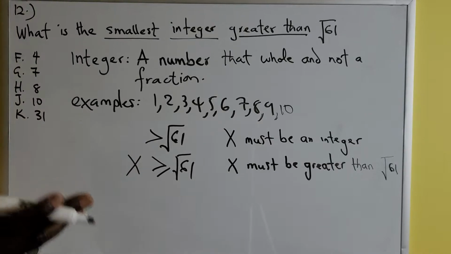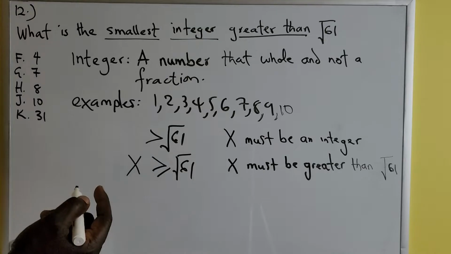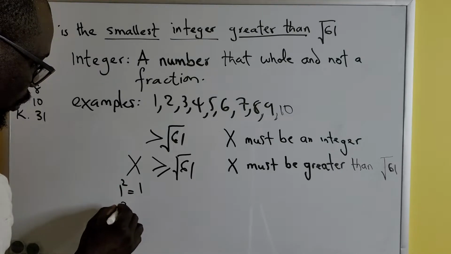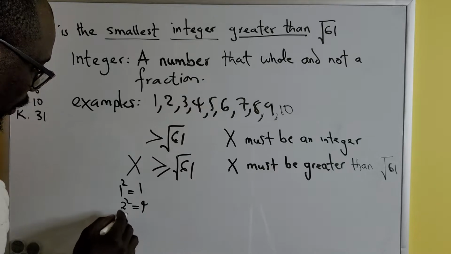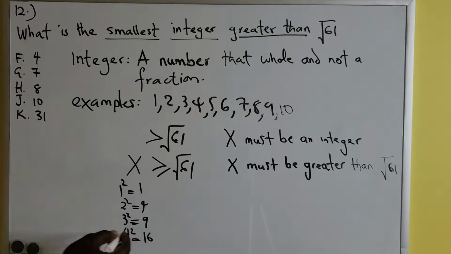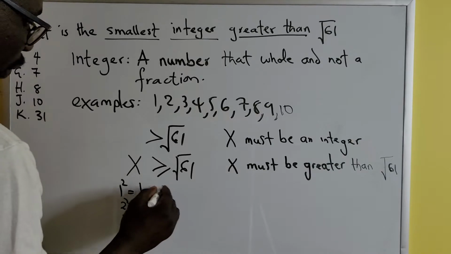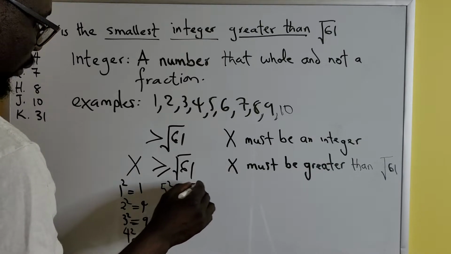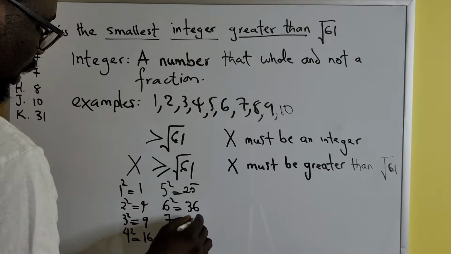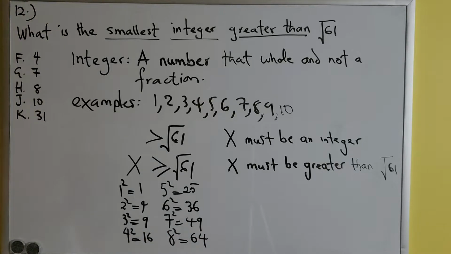You can use the simplest method of going through here, but you can also use a method that is extremely simple. You already know that 1 squared is 1. 2 squared is 4. 3 squared is 9. 4 squared is 16. And you can tell that these numbers are actually smaller than 61, because we're not close to 61 yet. We'll get there. 5 squared is 25. 6 squared is 36. 7 squared is 49. 8 squared is 64. So you've already seen the pattern, right?